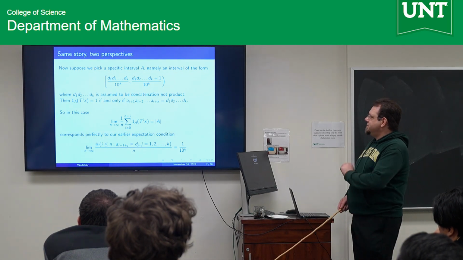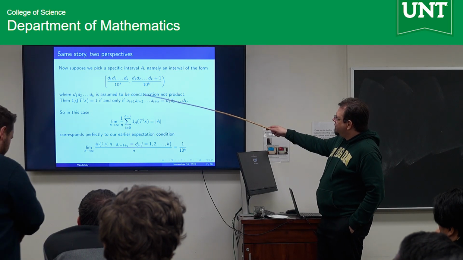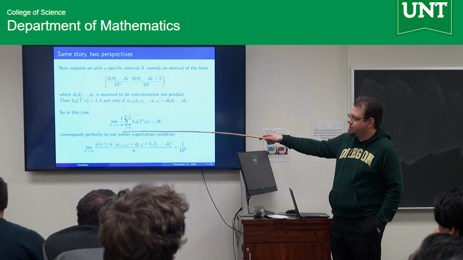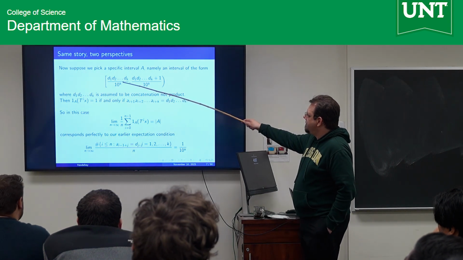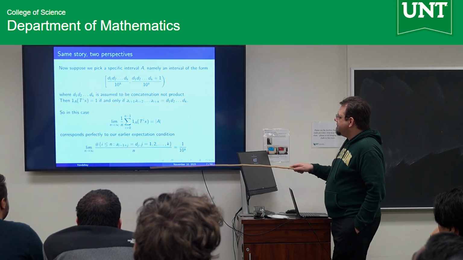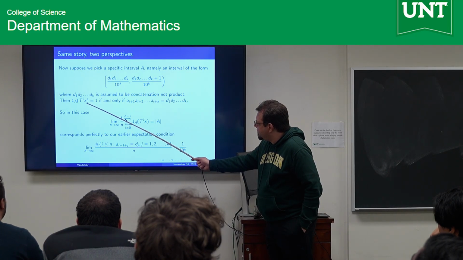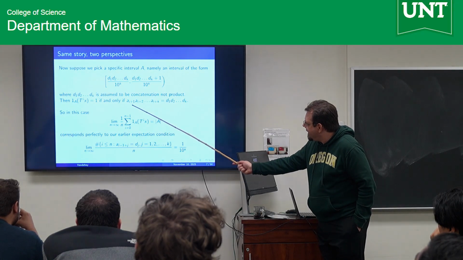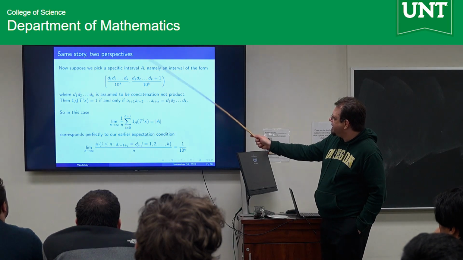Now let me pick a very specific interval A, namely an interval that looks like this, where d1, d2 up to dk is assumed to be a concatenation of the integers, not the product of the integers. So if I have 309, this would go from 309 over 1,000 to 310 over 1,000. And then we can very quickly see that if I shift my decimal expansion forward I times and then check to see if it's in A, this will occur precisely when a sub I plus 1 up to a sub I plus k matches d1 up to dk.